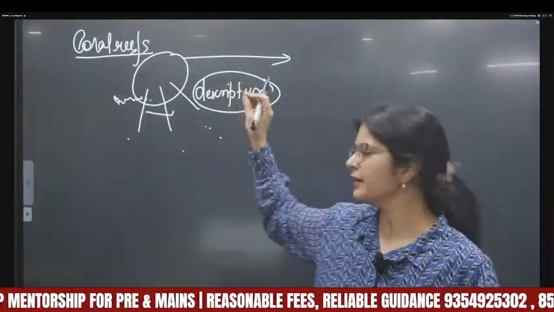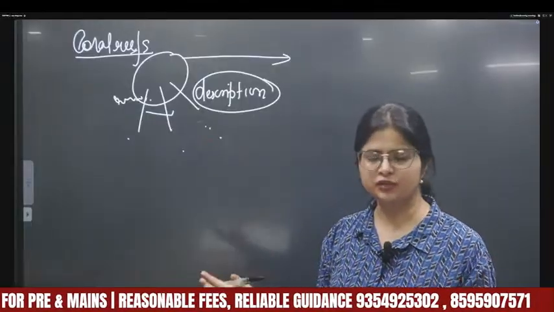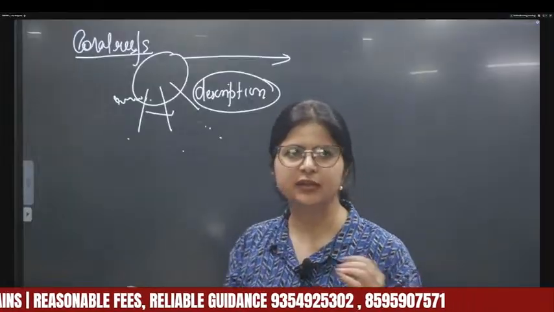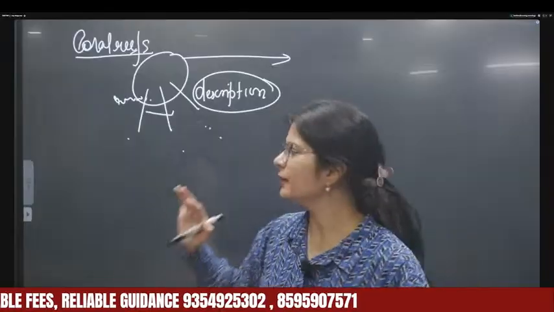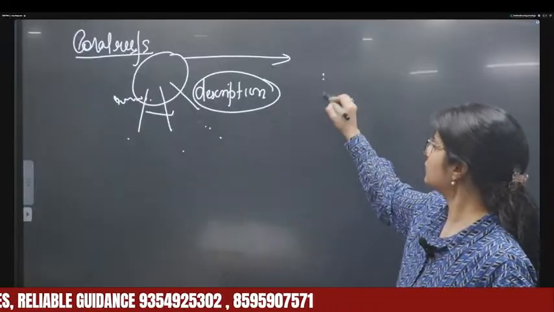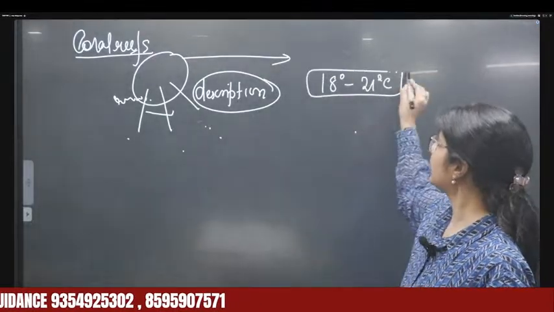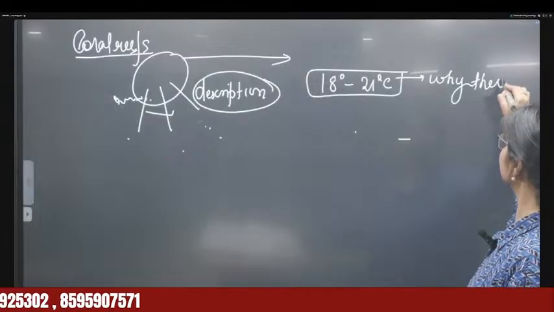Now I have told you about coral reefs and given a description. Coral reefs are like this. Whenever they get bleached, they will turn white. Whenever they are healthy, they will have colors, etc. This is called a description, mere description. Now, when I'm saying that coral reefs are found only between 18 to 21 degrees Celsius, this is the why part. Why are they located here?